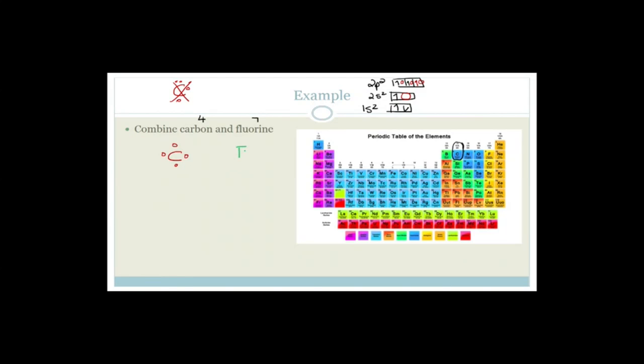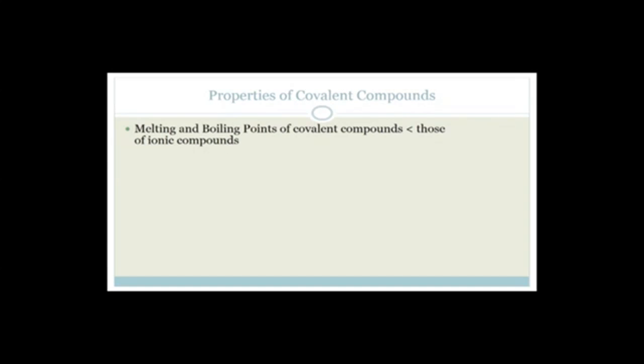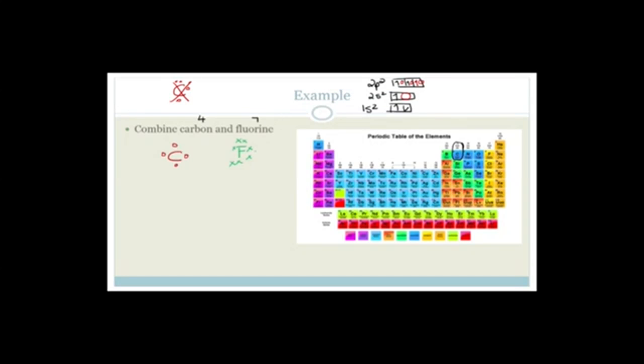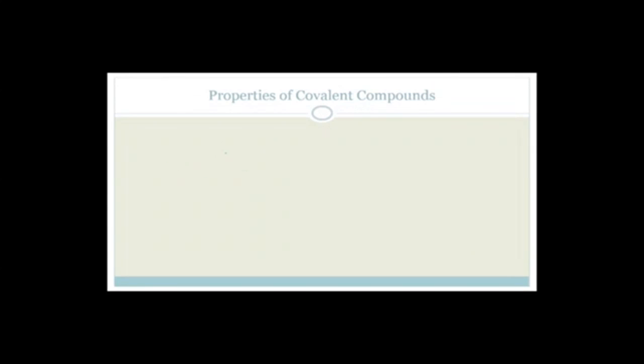So fluorine is pretty normal and boring, if you think of it that way. It's 1, 2, 3, 4, 5, 6, and 7. So you can see that there is a space over here. You can see there's a space there.